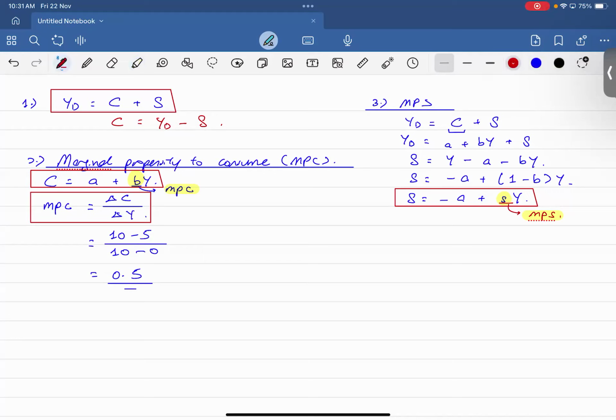To calculate MPS, we have two methods. One way is to use 1 minus MPC to get the answer. A full thing is 100%. MPC is 0.5 just now, so you get 0.5. This is MPS.